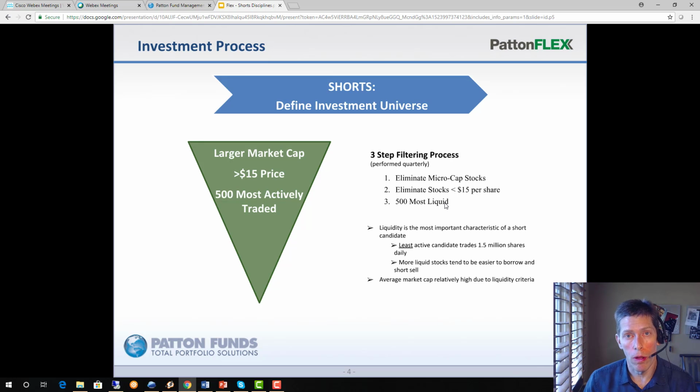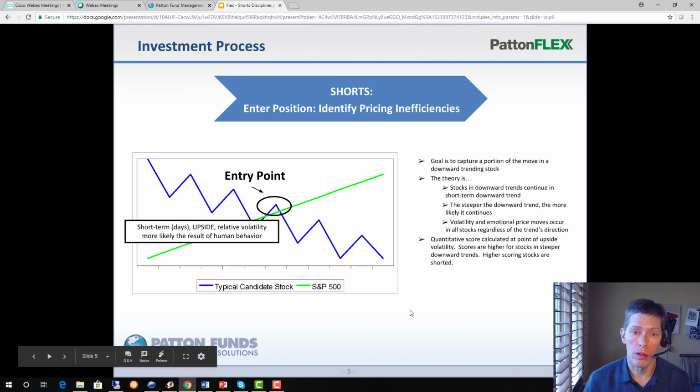So we're going to look at only the larger half of market cap, all above $15 in price, and then we're going to select the 500 most actively traded stocks as the candidates for the short positions. So now we have our list of candidates for the short positions. Here's how we enter a position.